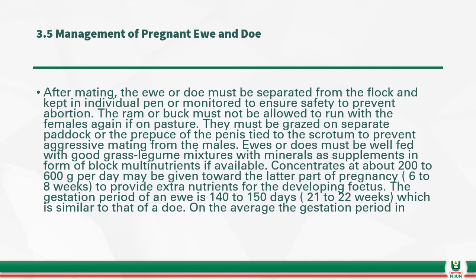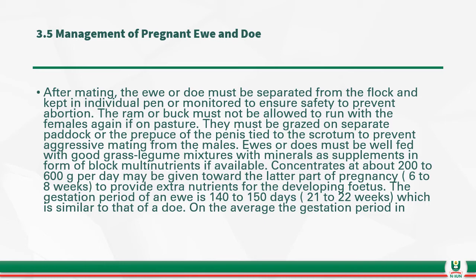Management of pregnant ewe and doe. After mating, the ewe or doe must be separated from the flock and kept in an individual pen or monitored to ensure safety and prevent abortion. The ram or buck must not be allowed to run with the females again if on pasture. They must be grazed on a separate paddock, or the prepuce of the penis tied to the scrotum to prevent aggressive mating from the males.